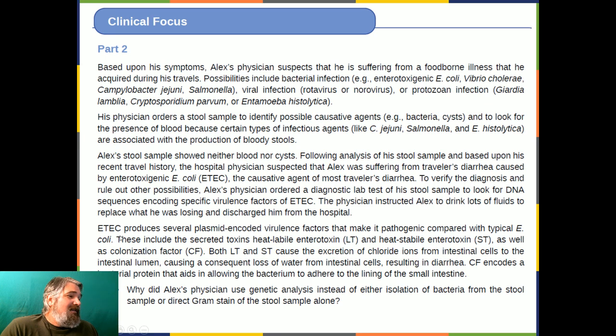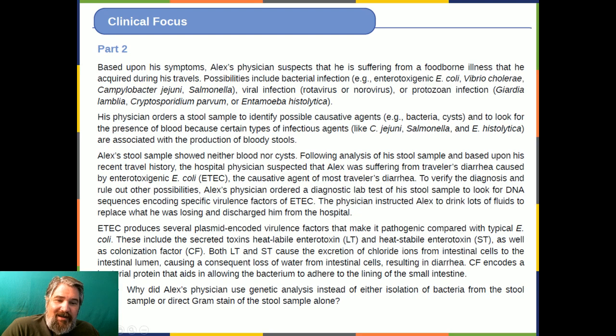So anyway, this type of Escherichia coli, now again, they carry these virulence factors on plasmids, and they will share those with other Escherichia coli just fine. So we have heat labile enterotoxins, heat stable enterotoxins, colonization factor. Both LT and ST cause the excretion of chloride ions from intestinal cells into the intestinal lumen, causing a consequential loss of water, resulting in diarrhea. CF encodes a bacterial protein that aids the bacterium in adhering to the lining of the small intestine.